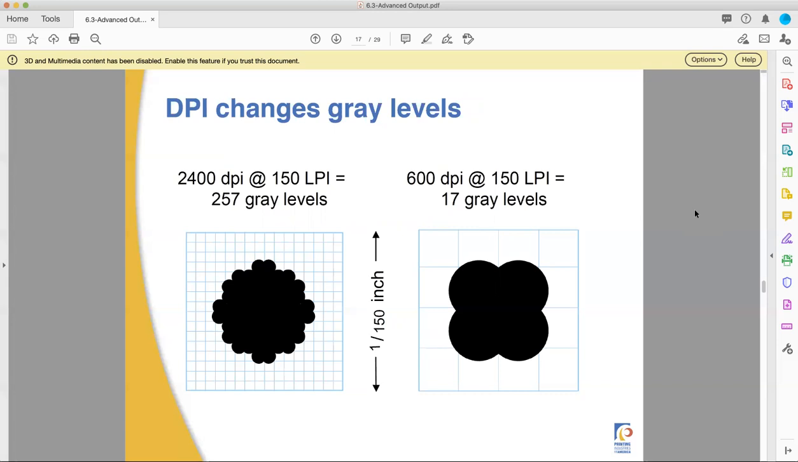On the left, we have our 256 gray levels because it's 16 by 16. But on the right, using only 600 dots per inch, we now have 4 by 4. So there's only 16 spots in that grid. And 16 spots, including the option to leave them all off, gives you only 17 levels of gray.